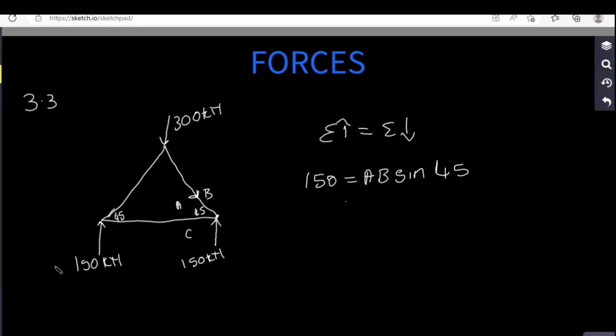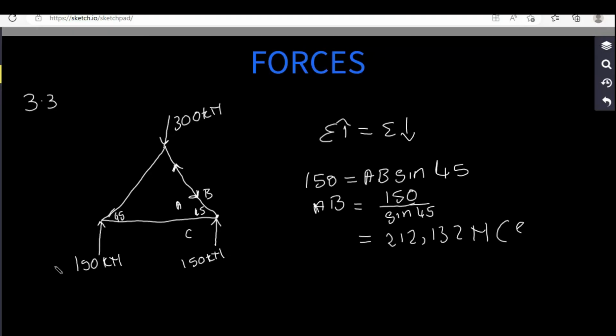The only unknown that we have here is AB. Therefore, our AB is equals to 150 over sine 45. And this will give us an answer of 212.132 newtons. The answer is positive, therefore the direction is correct. We mirror it, giving us a strut.